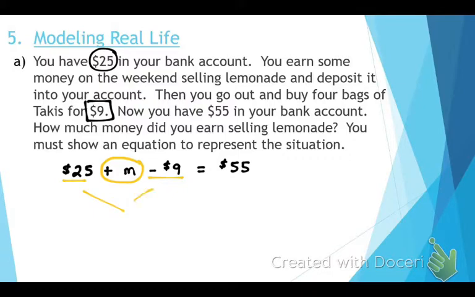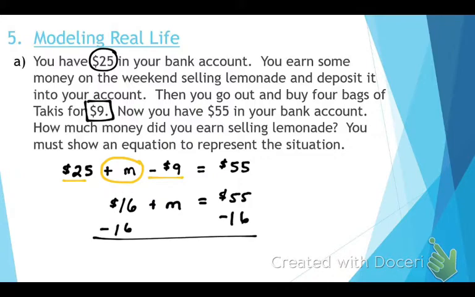All right, so right now I want you guys to combine your constants, and I'd like you to try to discover what is M. I want you to figure out how much money you earned selling lemonade. Okay, so if I combine these two constants together, we know that that's going to be $16. I also still need to bring down plus M equals $55. Still, it is not by itself. How do I get M by itself? Subtract. I'm going to have to get rid of this add by 16. So I will subtract by $16 on both sides.